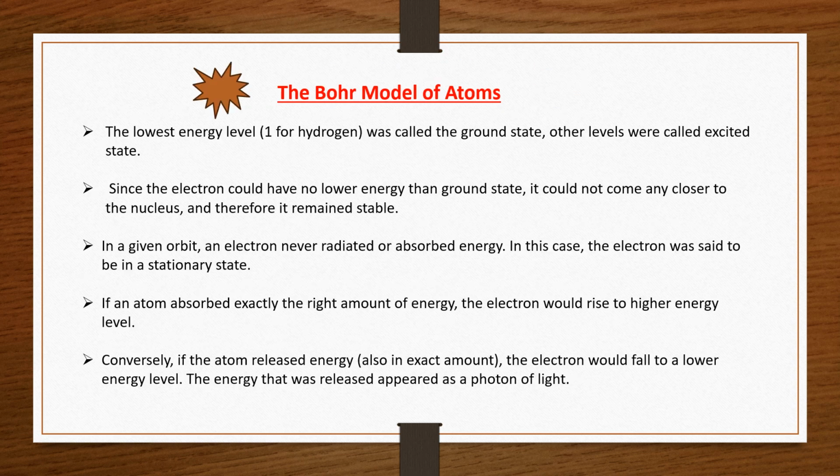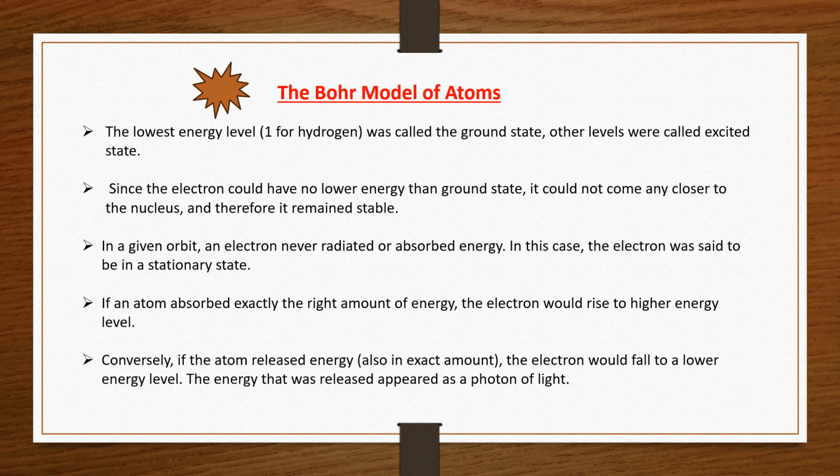The Bohr model of atoms. The lowest energy level, 1 for hydrogen, was called the ground state. Other levels were called excited states. Since the electron could have no lower energy than the ground state, it could not come any closer to the nucleus and therefore it remained stable. In a given orbit, an electron never radiated or absorbed energy. In this case, the electron was said to be in a stationary state.